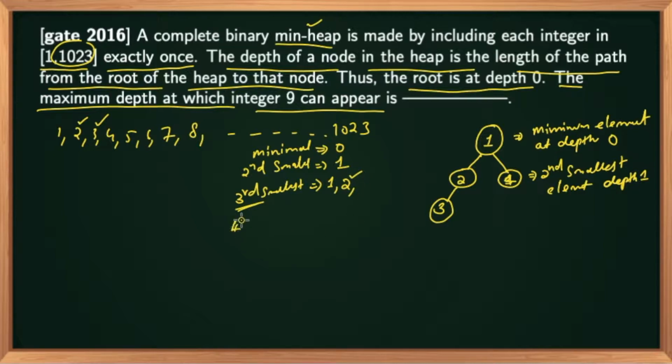Now let's see the fourth smallest element. So the fourth smallest element is basically this one, right? So as we know in this figure, we are actually placing 4 in the depth 1. So I can place the fourth smallest element at depth 1, right? At depth 1, and I can also draw like this: 1. I can have 2 here. I can have 3 here. Then I can have 4 here, right? So the fourth smallest element can be up at depth 2.